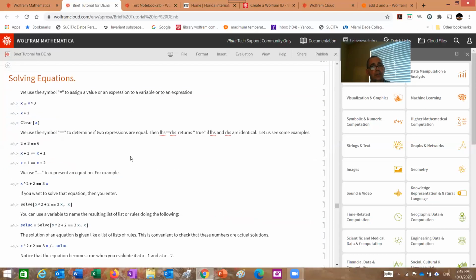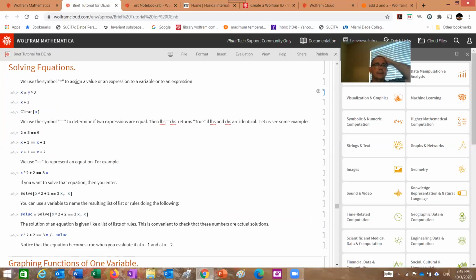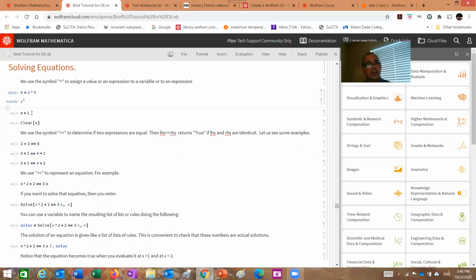Now, solving equations. Remember, we use the symbol equal, only one equal, to assign a value or an expression to a variable or to another expression. Let's say when you say x is equal to y raised to the third, let's do this to see what happens. You are assigning y to the third to that variable x. It means you are using the symbol x to represent y to the third. And this can be important when you want to represent complicated expressions with simpler symbols.